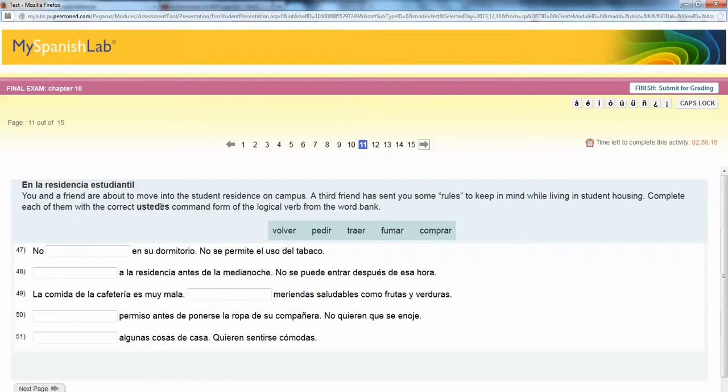You and a friend are about to move into the student residence on campus. A third friend has sent you some rules to keep in mind while living in student housing. Complete each of them with the correct ustedes command form of the logical verb from the word bank. So you pick the verb, and then you conjugate it in the ustedes command form.